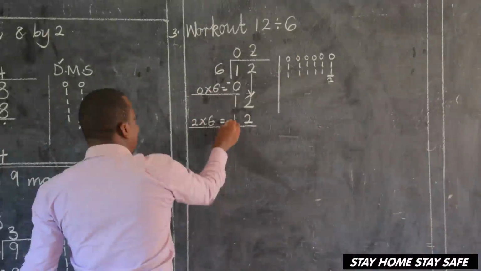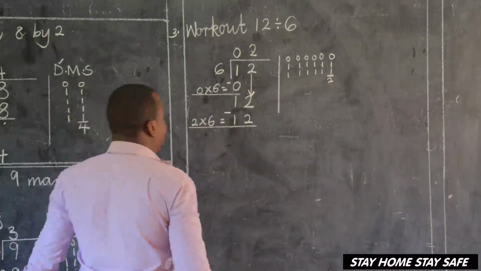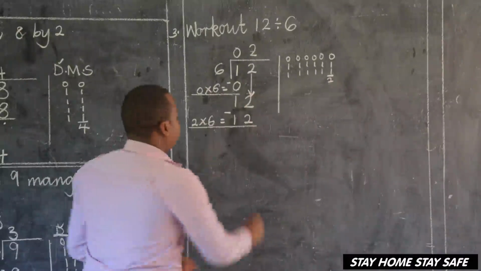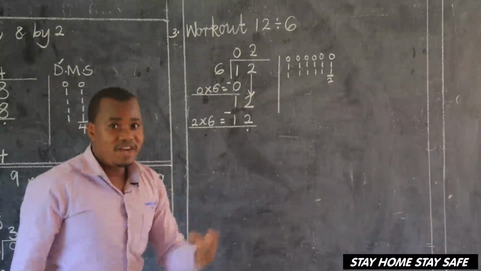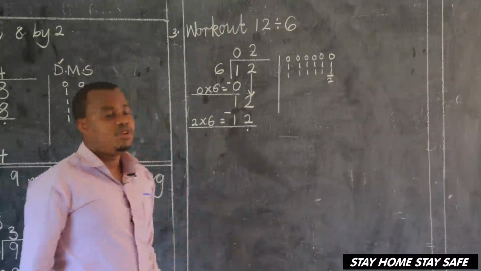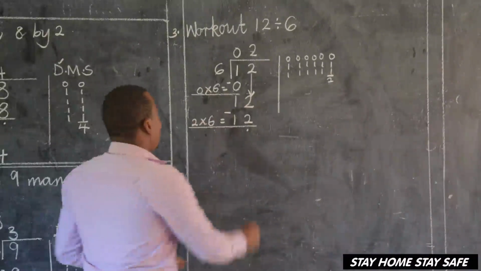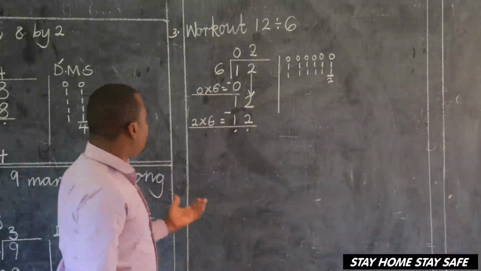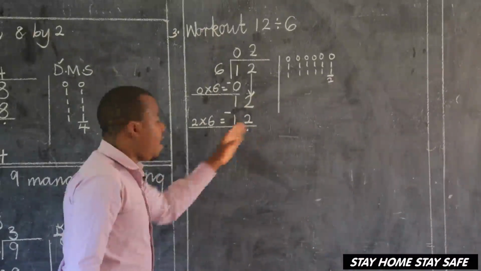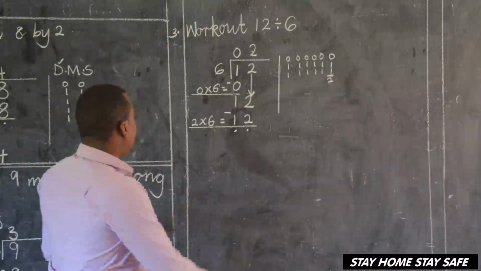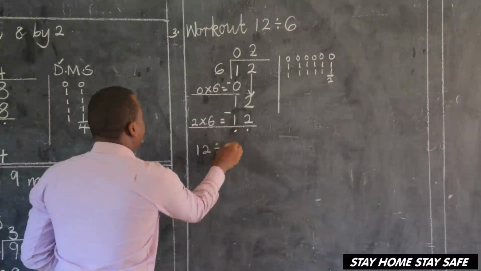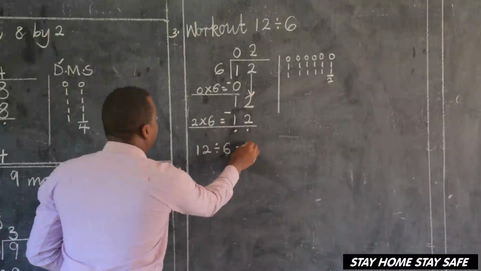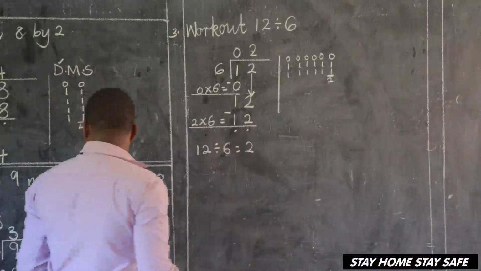We shall come and now subtract. Don't forget that operation sign. 2 take away 2, 0. Told you it is okay to put there a dot, only in long division. Then what is 1 take away 1? 0. So we have finished. Once you get 0 here, you are done. You'll come and now say 12 divided by 6 equals 2. And that will be your answer.